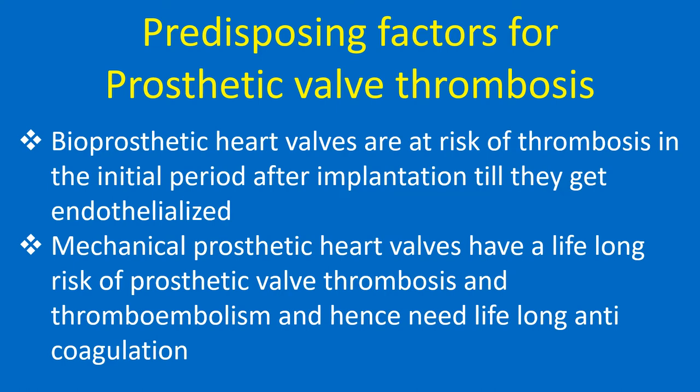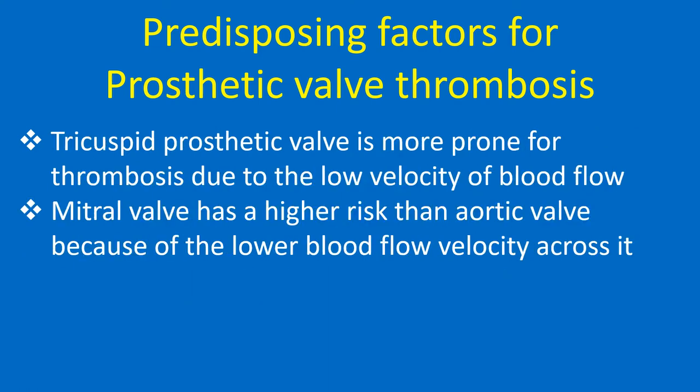Mechanical prosthetic heart valves have a lifelong risk of prosthetic valve thrombosis and thromboembolism and hence need lifelong anticoagulation. Tricuspid prosthetic valve is more prone to thrombosis due to the low velocity of blood flow. Mitral valve has higher risk than aortic valve because of the lower blood flow velocity across it.